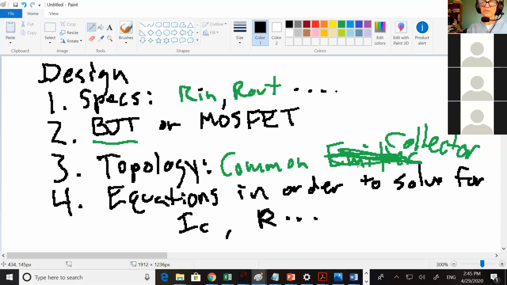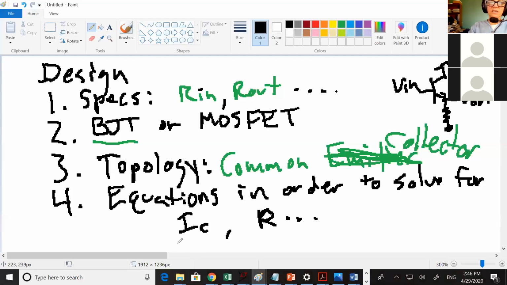You've picked your topology, so your common collector. So you've got your circuit, your V out. You've got your circuit, and now you want to find some equations. What equations do you want to find? Which specific equations do you need? Collector current. Okay, well that is definitely one of your large signal most important values. You usually try to find that first.